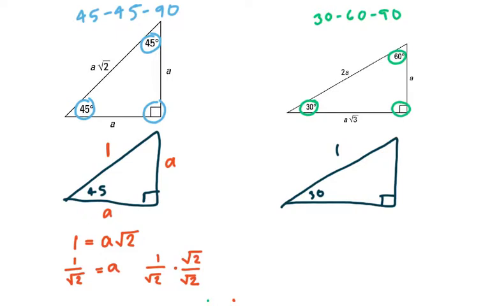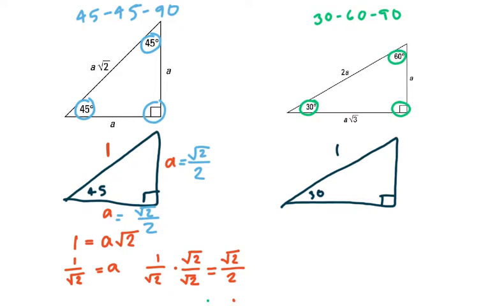We're multiplying the numerator and the denominator by the same value, so it will not change the value of our fraction. But when we do that, we're going to get 1 times the square root of 2, or the square root of 2, in our numerator. And in our denominator, we're going to have the square root of 2 times the square root of 2, which is equal to 2. We have now solved for A, so we know that when the hypotenuse of a 45, 45, 90-degree triangle is equal to 1, the two legs are going to be equal to the square root of 2 over 2. And so we're done with our 45, 45, 90-degree triangle.